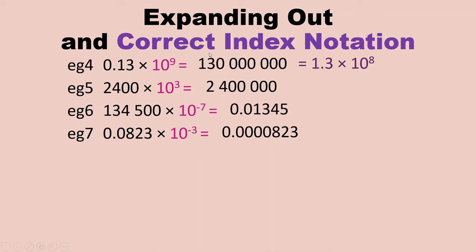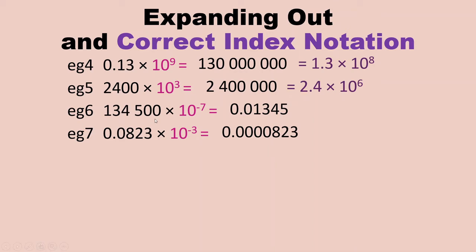Let's try that for example 5. Now, this is obviously not a number between 1 and 10. I need to put my decimal after the first non-zero digit, so 2.4, and then I need to multiply by 10 some number of times. If I put my decimal after the 2, so it's 2.4, how many times do I need to multiply by 10 to move the decimal to the end of the number? Are you counting them with me? That should be 3 and 3, that's 6 places, so that's 2.4 times 10 to the power of 6.